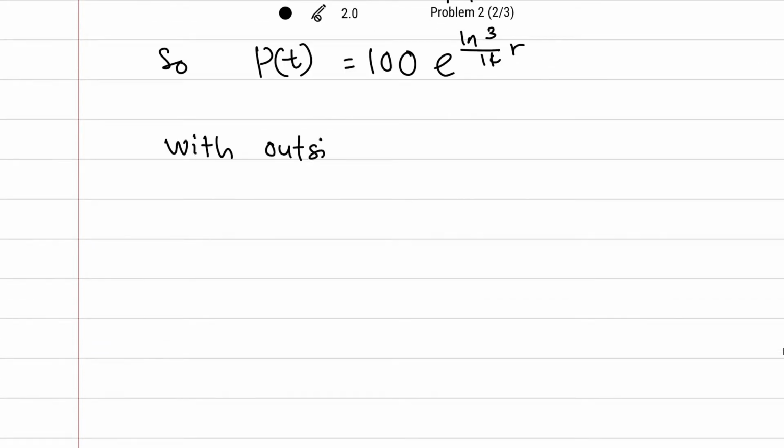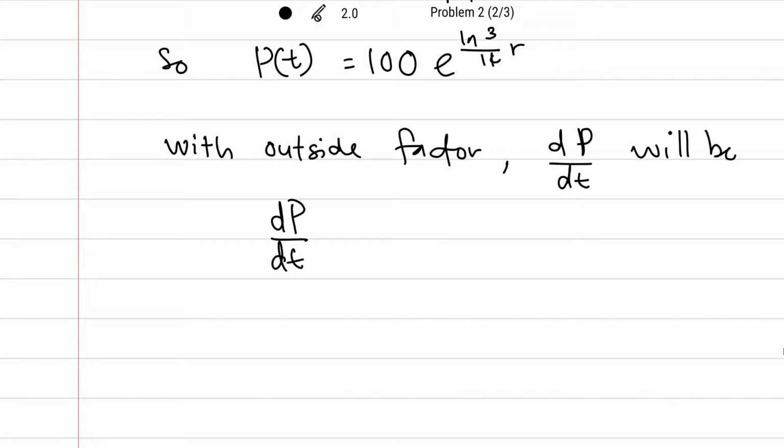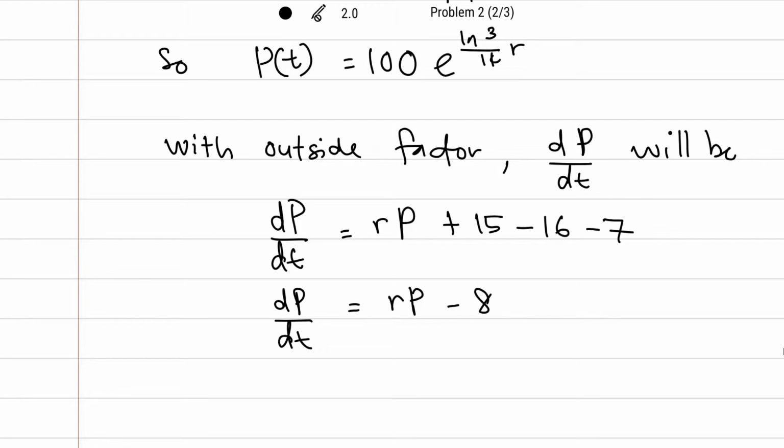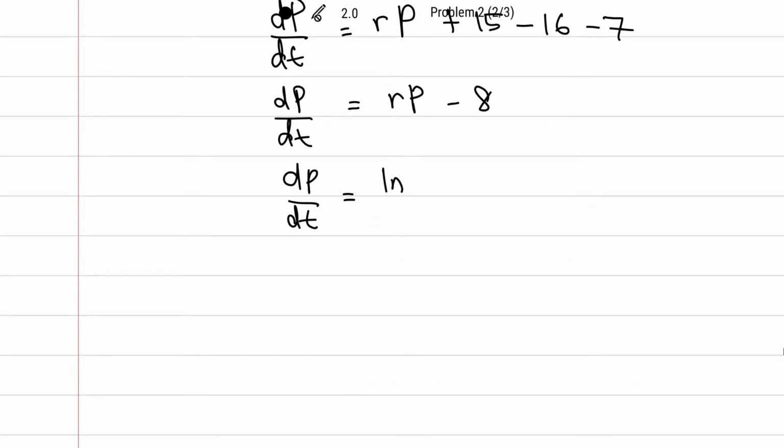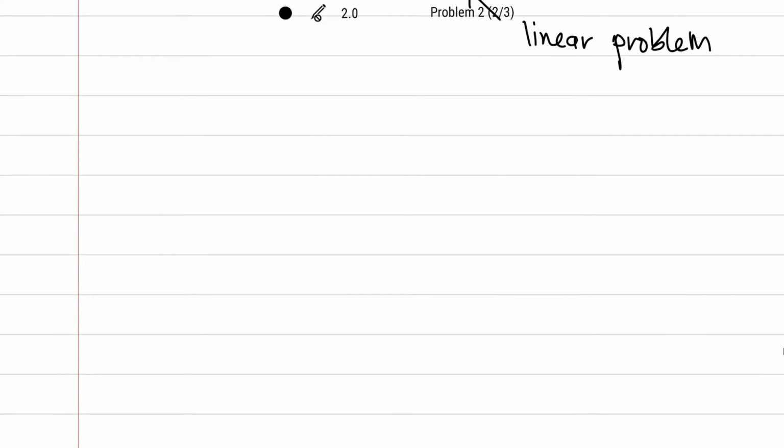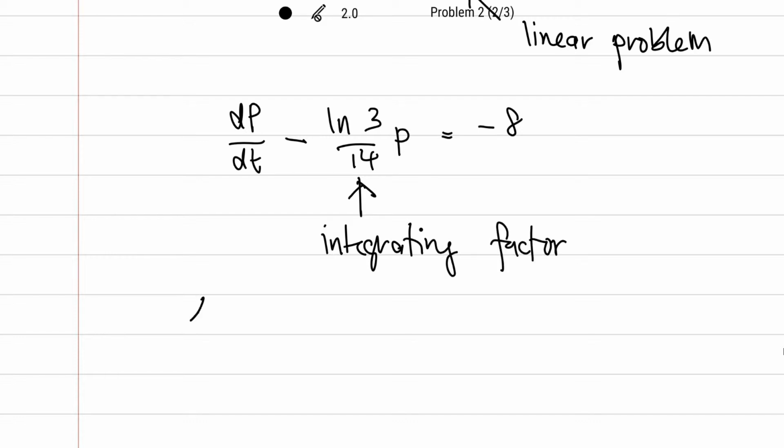Now we will consider the equation of population that includes the outside factors such as migration and death of insects. We substitute the value of r from the previous equation. And now we must solve this equation, which is a linear problem. The integrating factor is e to the power of ln 3 over 14 t, so we solve for the integrating factor.